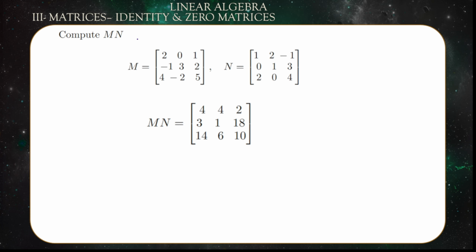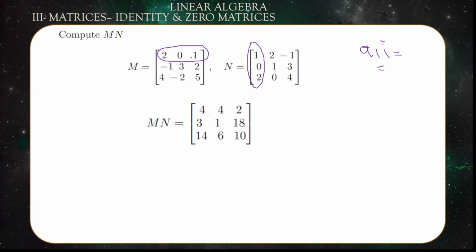Compute M by N. Okay, so let us compute M times N. The two matrices happen to be square matrices of size 3 by 3. Let us at first multiply the first row with the first column. What would be the index of the result of this multiplication? That would be a number sitting at 1, 1. First row, first column, correct?